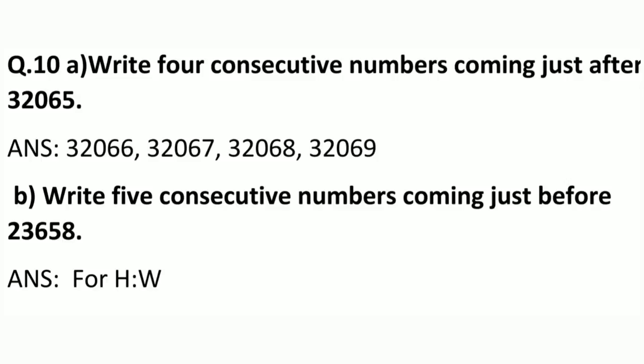The B part indicates: write 5 consecutive numbers coming just before. In this case, you have to find the number that comes just before, that is, its predecessor, and for finding the predecessor, you have to subtract 1. So this part is meant for your homework. Find the 5 consecutive numbers coming just before 23,658. You just have to subtract 1 and you will get your answer soon. So do this part as your homework.